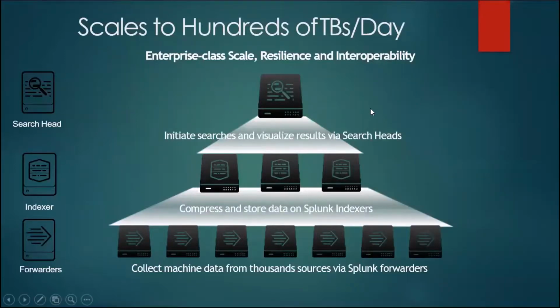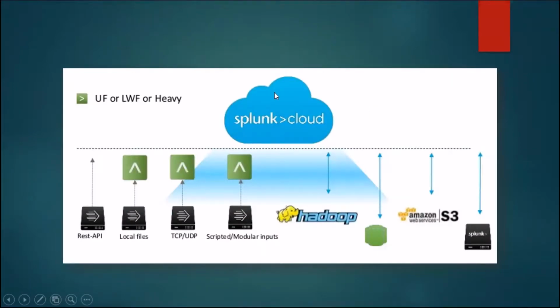So in the current 2019 situation, everybody's trying to move towards Splunk Cloud, where you have a heavy, lightweight, or universal forwarder. You can install any of these forwarders and then get the type of data you're looking for, like REST APIs, your local files, TCP, scripts, Hadoop, databases, AWS, or from a Splunk instance. So you can get into the cloud and use the cloud instance of Splunk to interact and search the data, right?